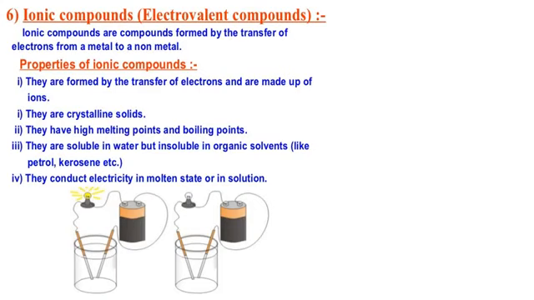Ionic compounds, or electrovalent compounds, are compounds formed by the transfer of electrons from a metal to a non-metal. Very important. Now let's see the properties. Before we see the properties, you should keep in mind that the bond between the metal and non-metal is very strong, so definitely the properties will be according to that. They are formed by the transfer of electrons and are made up of ions.